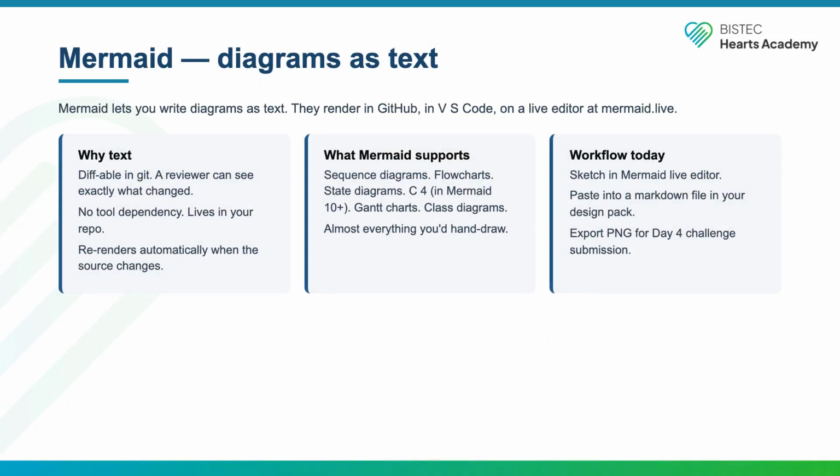Mermaid lets you write diagrams as text. They render in GitHub, in VS Code, on a live editor at mermaid.live. Why text? It is diffable in Git. A reviewer can see exactly what changed line by line. There is no tool dependency. The diagram lives in your repo. It re-renders automatically when the source changes.